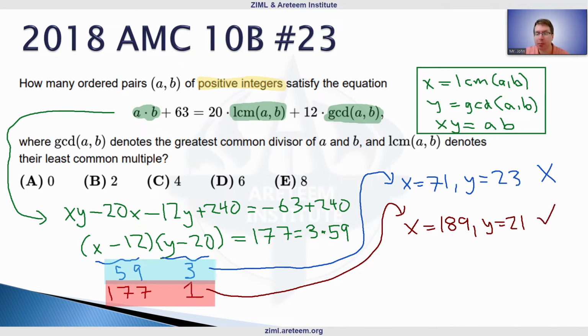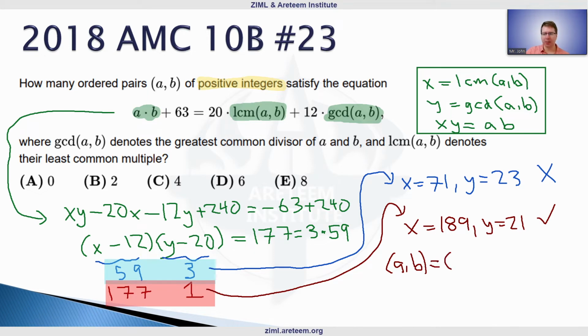But let's just pause a moment and remind ourselves that we still need to solve for A and B, right? So x is the LCM, y is the GCD in this case. So how can we have numbers here where their least common multiple is 189 and their greatest common divisor is 21? Well, it's not too hard to see here. We need them to both be multiples of 21 in this scenario, right? Without sharing any other factors. But then 21 times 9, that's just adding 3s.